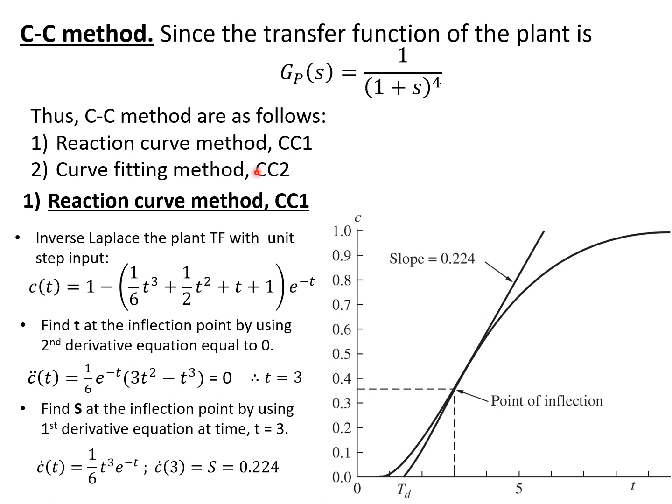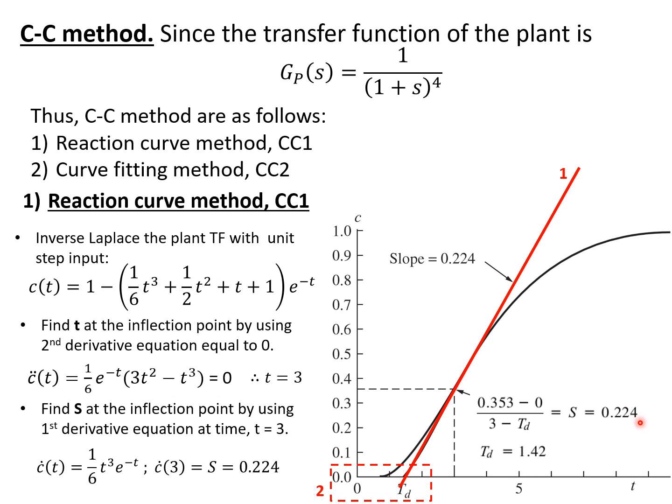Or you can curve fit this. Try a curve fitting method. Fit it with the equation we're supposed to fit for the sigmoidal or response curve method, which is first order with delay time. So you fit it. Okay, this is the method to get the inflection point, and this is how you get your S and so on from here, and your TD equals 1.42, S equals 0.224, and so on. And your final value in this case, BU, is 1. The final value is 1, and S is 0.224, so your time constant is 4.46.